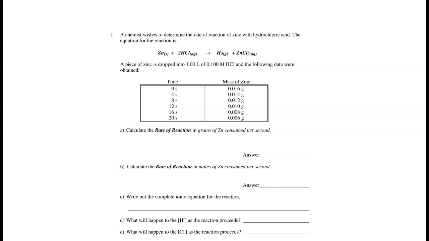Here it says a chemist wishes to determine the rate of reaction of zinc with hydrochloric acid. The equation for the reaction is zinc plus 2HCl aqueous gives you hydrogen gas, H2 gas, and zinc chloride aqueous solution. A piece of zinc is dropped in 1 liter of 0.100 molar HCl, and the following data were obtained. And here we have the data listed below.